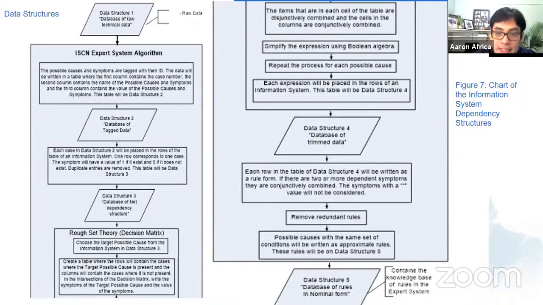Now each expression will be placed in the rows of an information system and this table will be in data structure 4. This one will be the trimmed data. Basically, rough set theory is in the conversion of 3 to 4. Now each row will be written in an if-else rule form. If there are two or more dependent symptoms, they are conjunctively combined in the value that is considered. Now, in data structure 4, we trim them, we remove the redundant rules, because when we apply the rough set theory, there might be two or more rules that are the same. We just remove them, then it becomes data structure 5.